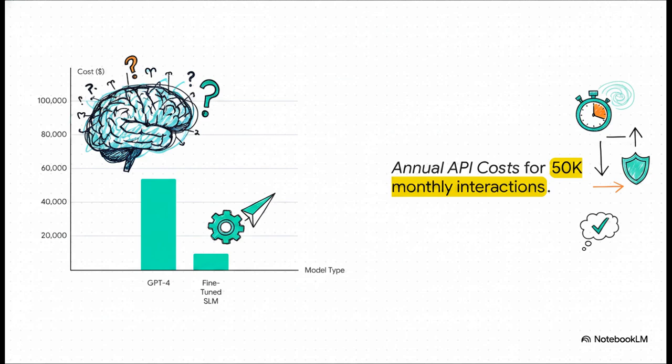And here is the real kicker. Not only do you slash your costs, but for narrow, specialized tasks, the small, fine-tuned model actually often outperforms the giant model. We're talking hitting 94% accuracy compared to the generic model's 78%. So it's cheaper, it's faster, and it's better.